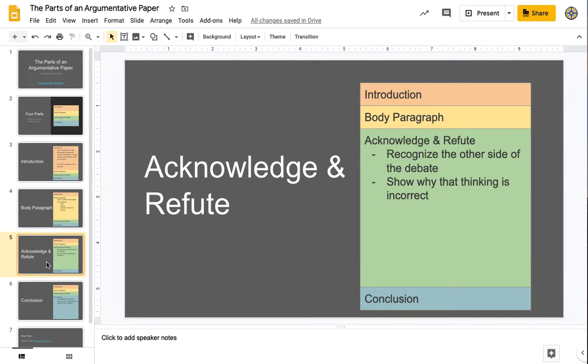This is a new concept. It's pretty easy to get. It's called the acknowledge and refute paragraph. So in an acknowledge and refute paragraph, you do two things. You recognize the other side of the debate, and you show why that thinking is incorrect.